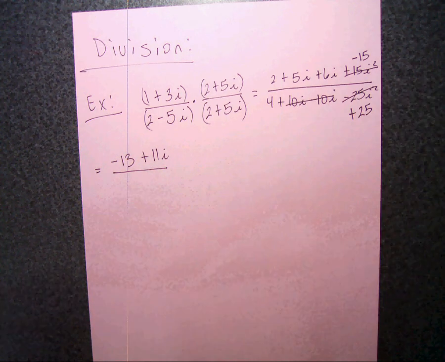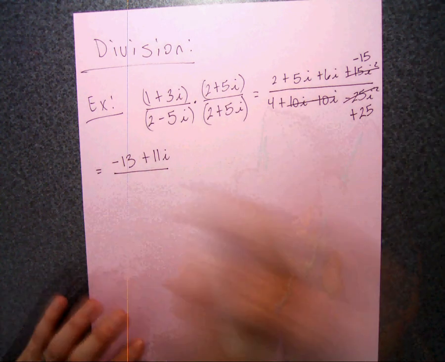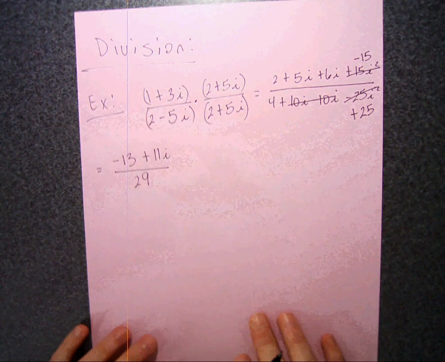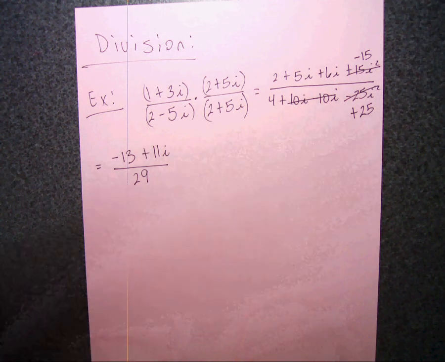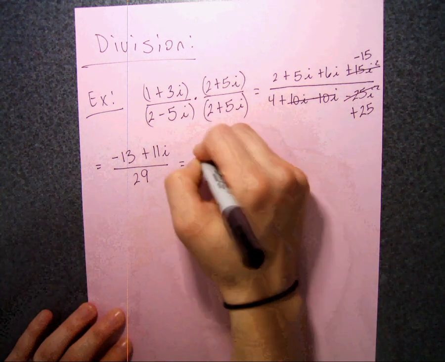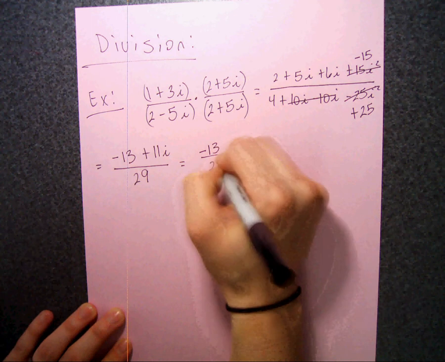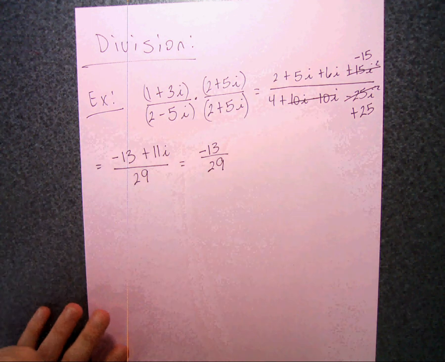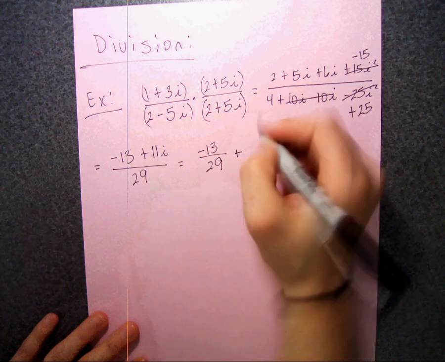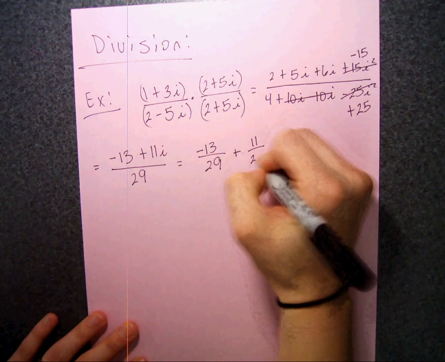Now, in order to write this in standard form, I need to separate it, break it up into two different fractions. So I'll have negative 13 over 29 as my real part. It is reduced, so I can leave it, plus 11 over 29i. 11 over 29 is reduced as well, so this is my final answer.